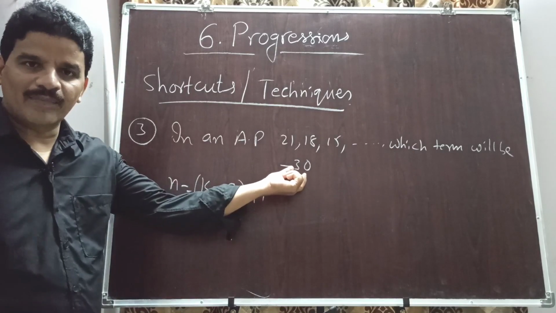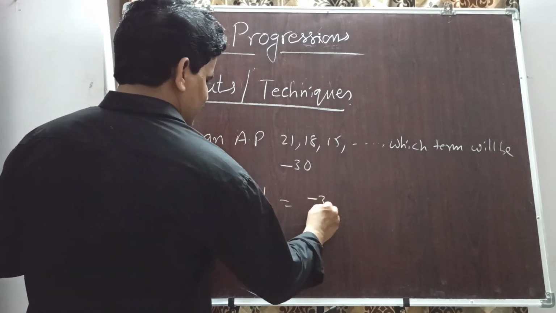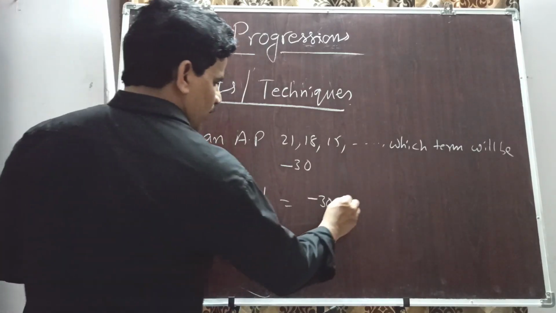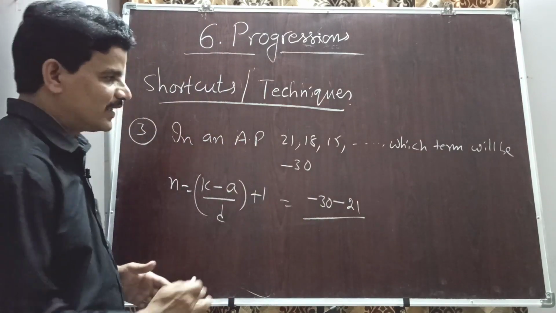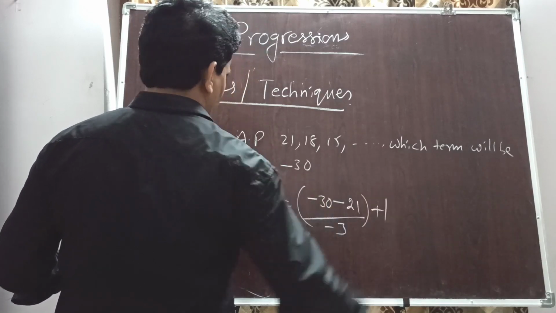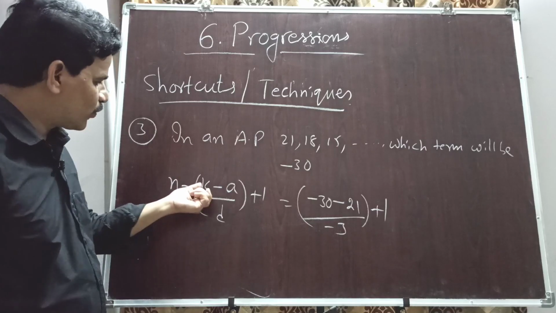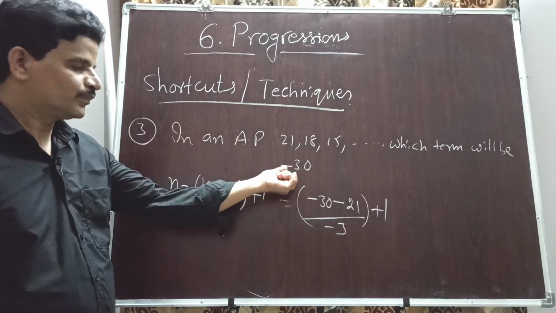So here k is minus 30, the number given here. Minus 30 minus a. A is the first term, 21, by d, the common difference, which means t2 minus t1, 18 minus 21, minus 3, plus 1. So just now we discussed this formula: n is equal to (k minus a) by d plus 1. K is the given number.